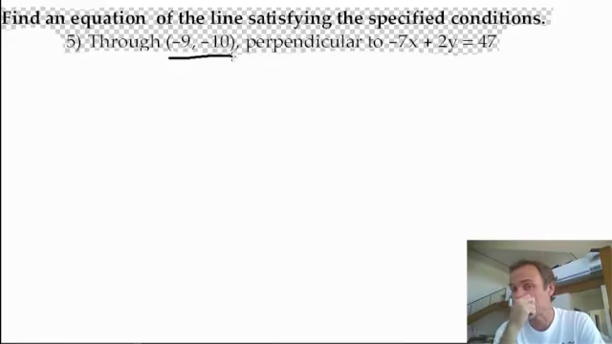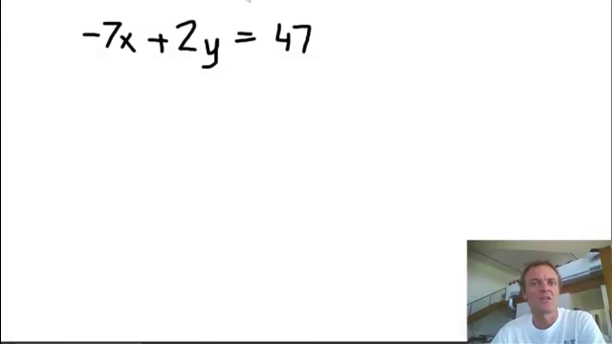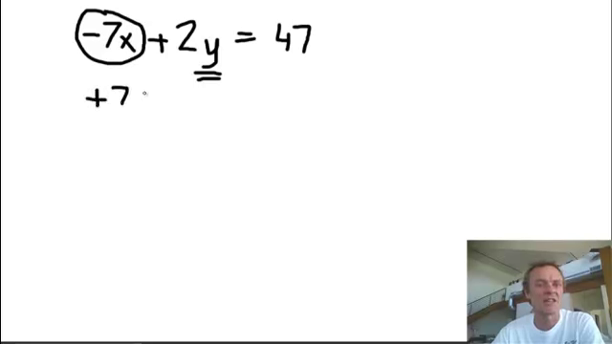Unfortunately, it's perpendicular. But first of all, what we need to do in these is find the slope. So we need to change this equation to y equals. Remember, y equals mx plus b, then the number next to the x is the slope. Right, here we go. So, there it is. How to get this to just the y by itself? I need to get rid of this -7x. What do you do? You add 7x to both sides.